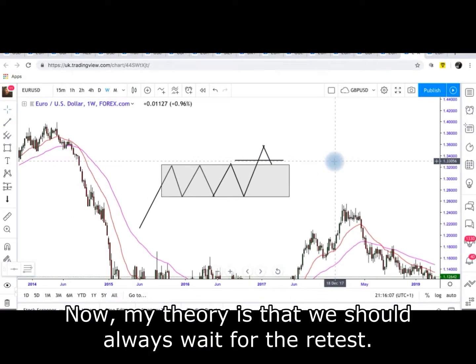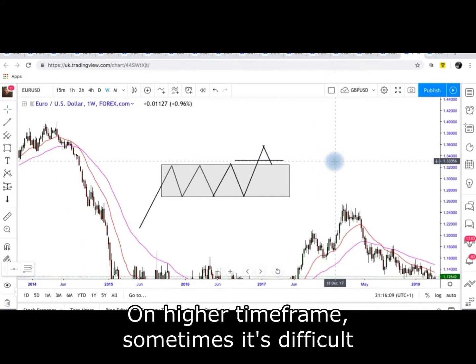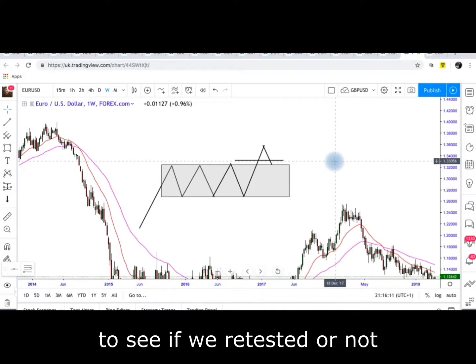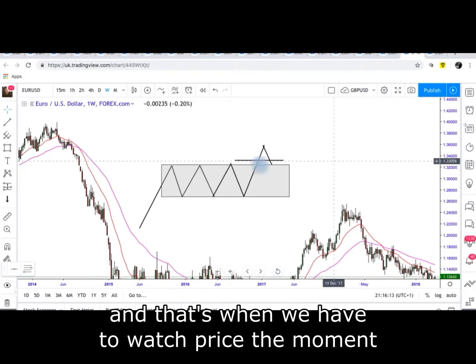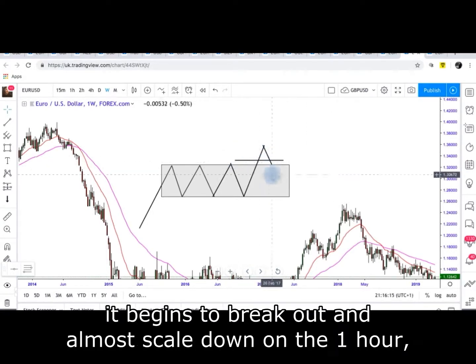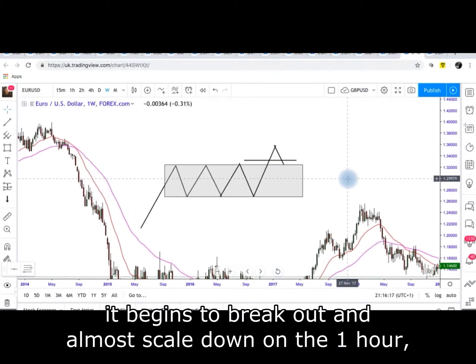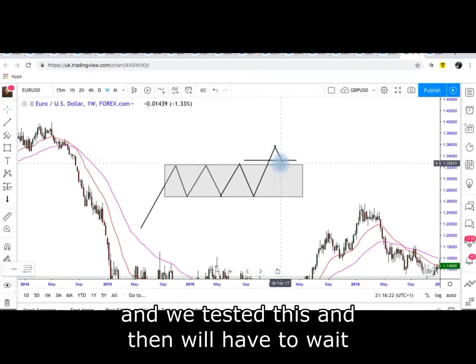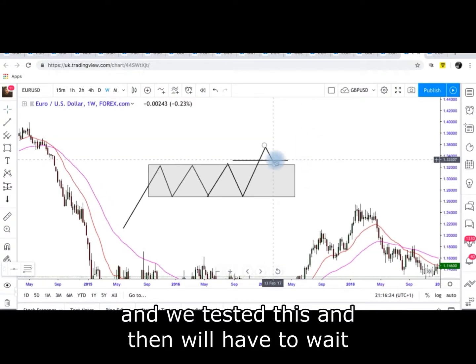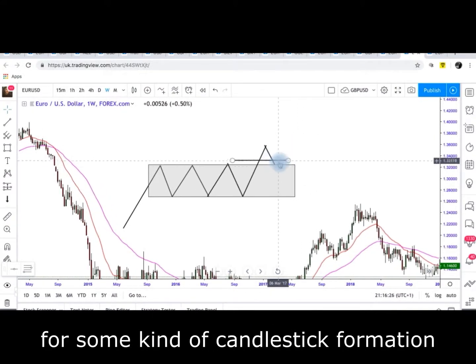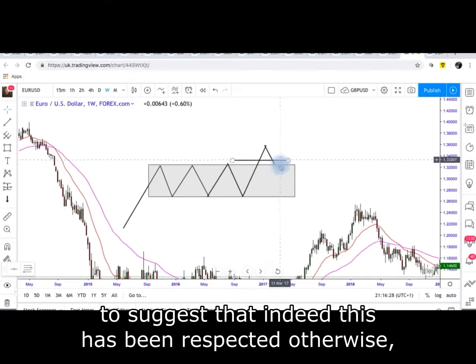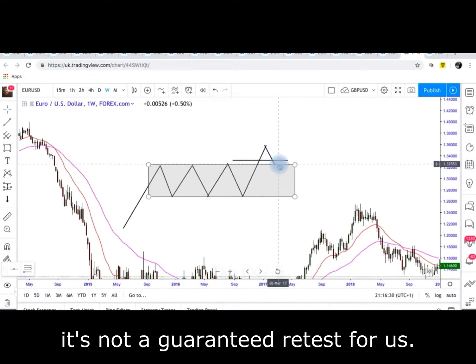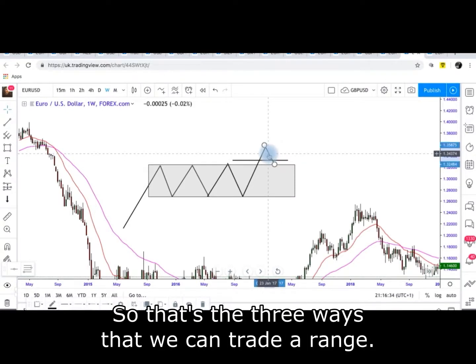Now my theory is that we should always wait for the retest. On higher time frames it's sometimes difficult to see if we retested or not, and that's when we have to watch price the moment it begins to break out and almost scale down to the 1 hour and the 15 minute to see if we have indeed rejected and retested this. Then we have to wait for some kind of candlestick formation to suggest that this has been respected. Otherwise, it's not a guaranteed retest for us. So that's the three ways that we can trade a range.